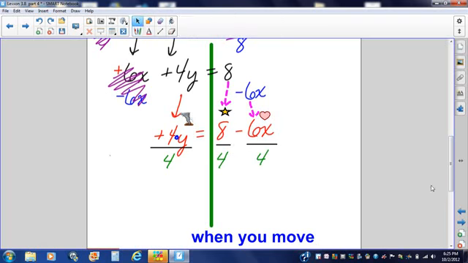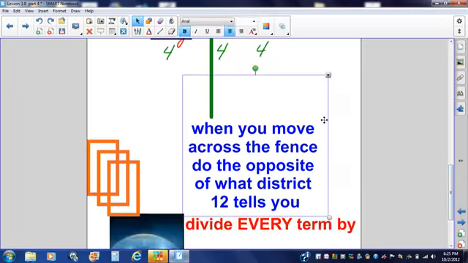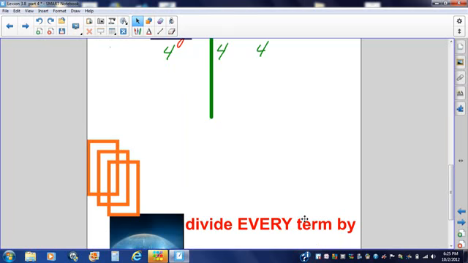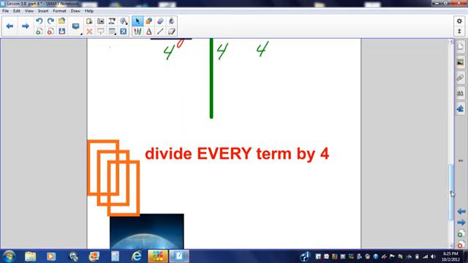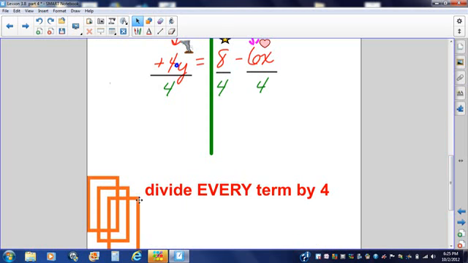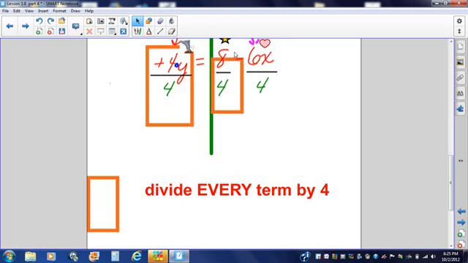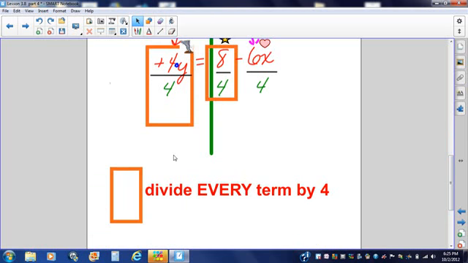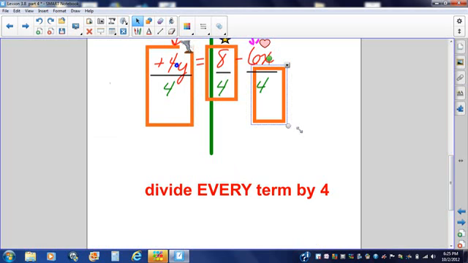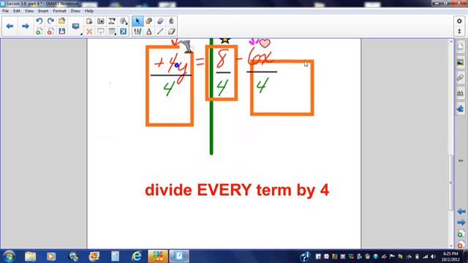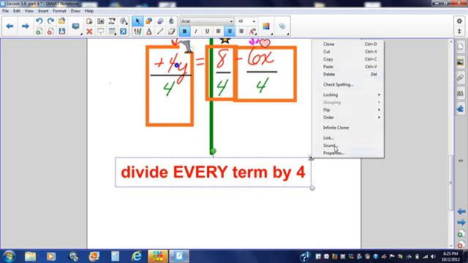Remember, on this step, you are going to divide every term by 4. You got to divide everything by 4. So visual people, I divide by 4 here. I divide by 4 here. And you are going to divide by 4 there. Divide every term by 4.